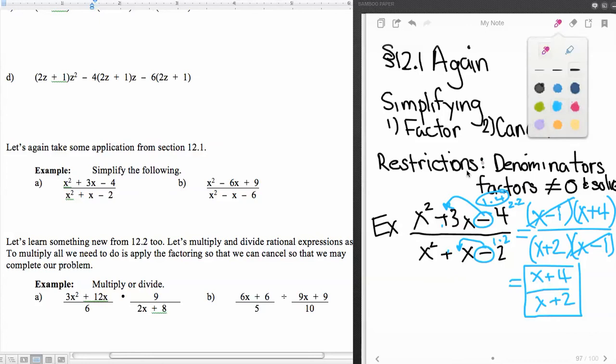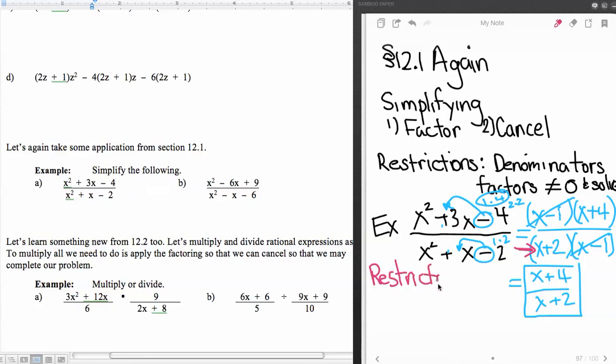Now let's talk about the restrictions on the domain. The restrictions on the domain, right, are here. So we have the restrictions. Let's see if I can write this. Restrictions. That will be that x plus 2 doesn't equal 0, and x minus 1 doesn't equal 0. Now it doesn't count that because we canceled out the x minus 1 that we don't find the restrictions there. You still do.